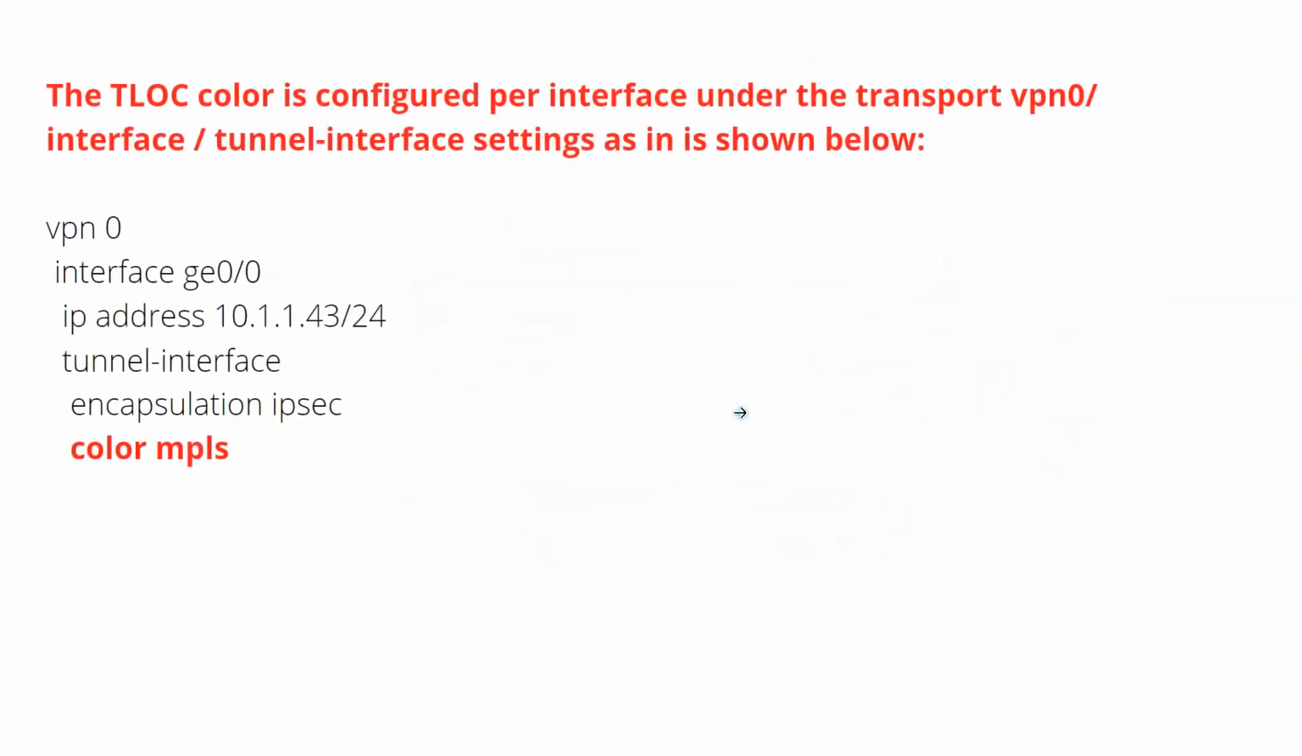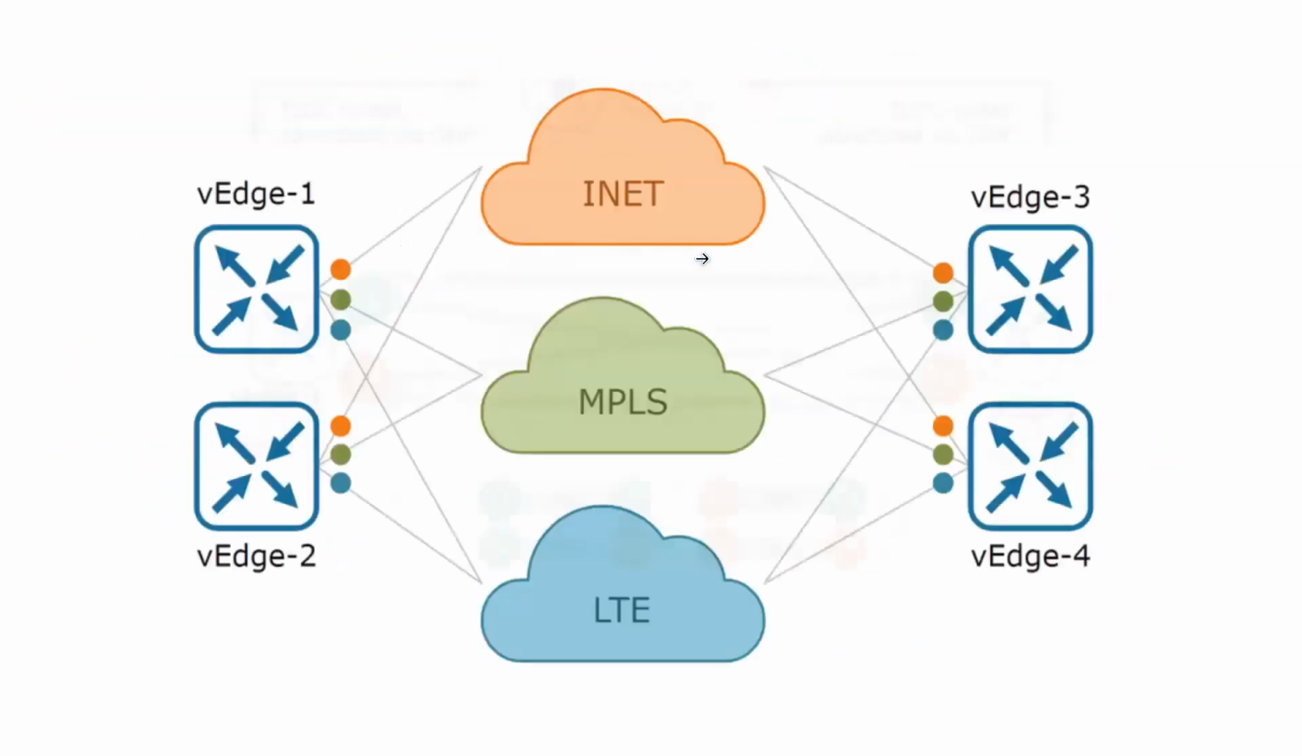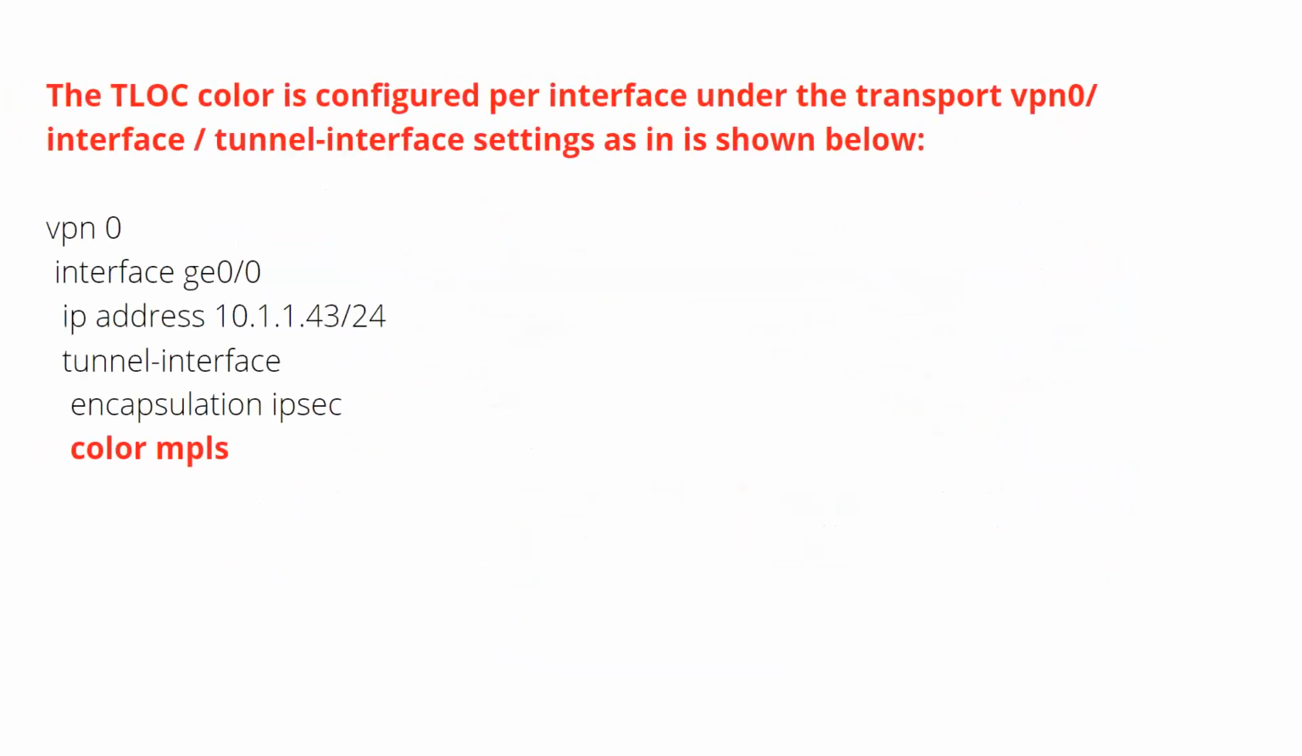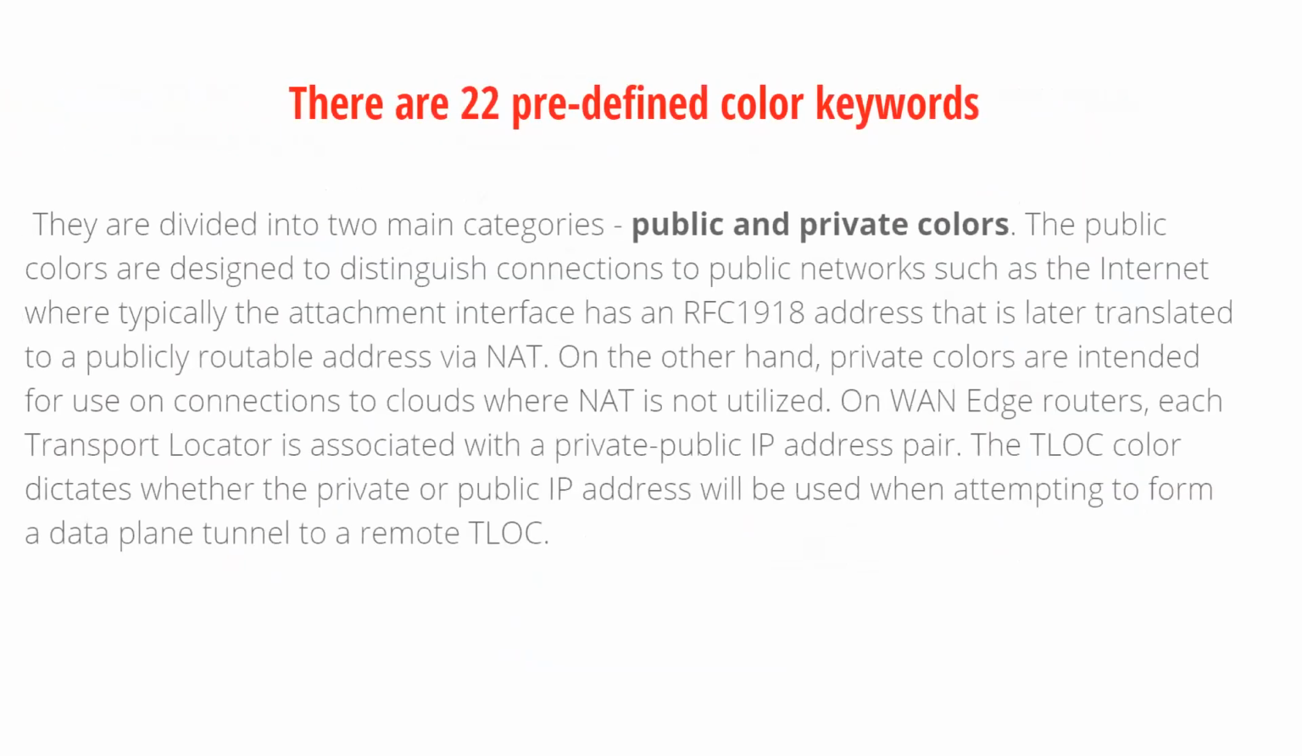Okay, so here is another scenario. Let's go back to the previous one. What was it? Yeah, so you have three connectivities here. You have a 4G LTE connectivity, internet, and MPLS. And you can see that everybody has three TLOC pairs to each other. This is how you configure the color, and it's mandatory to define a color. Otherwise, it will take the default color by default, right? So it's important to define it.